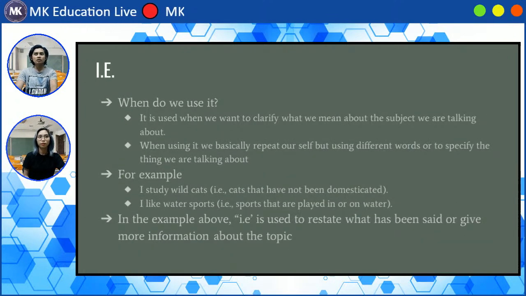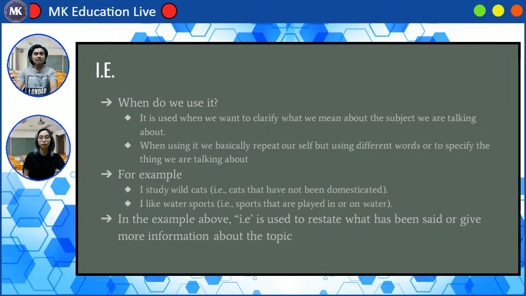Now let's go to i.e. When do we use it? It is used to clarify or to make clear what we mean about the subject we are talking about. It is used basically to repeat what we already said, but using different words, or to specify something we are talking about. For example, I'll be using the same sentences, but using i.e. instead of e.g. to make things a little bit clearer. I study wildcats, i.e., cats that have not been domesticated.